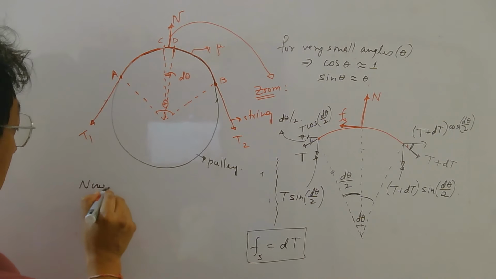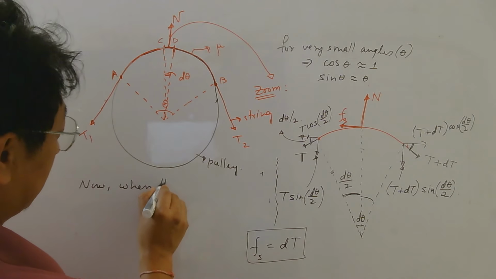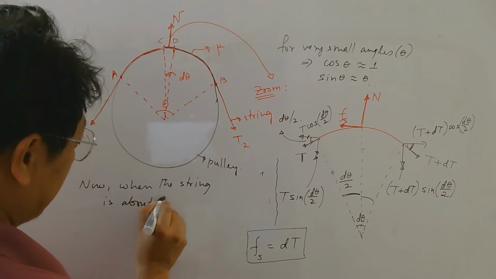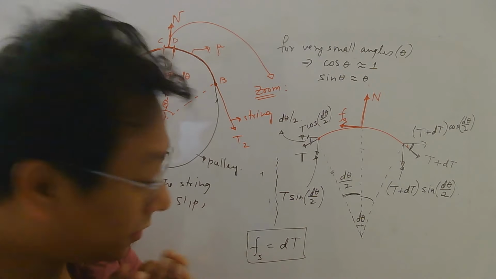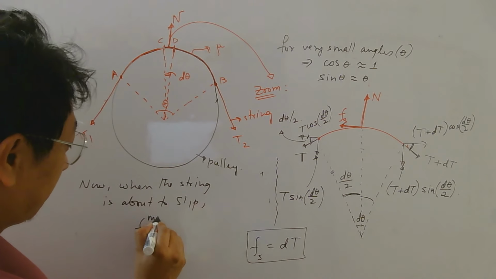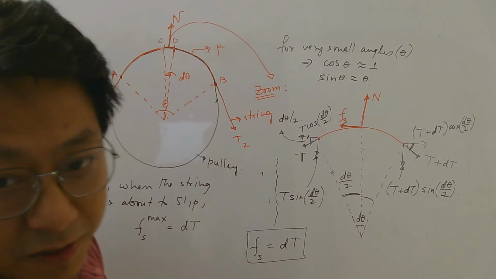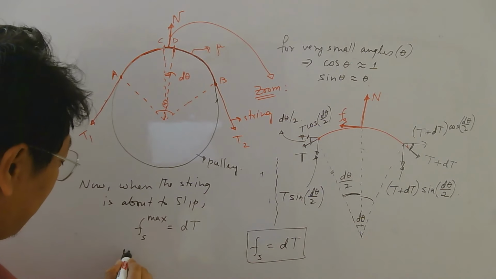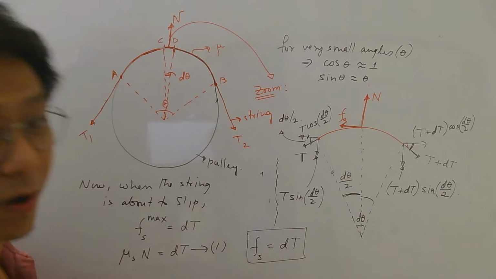Now, when our string is about to slip, meaning it has not started but it's about to start, at that time the friction here will reach what value? The maximum value. So that maximum static friction has to be balanced by the difference in tension, right? Now what is the formula for this maximum static friction? That we already know: mu s into normal. Correct? Let us call this equation 1.